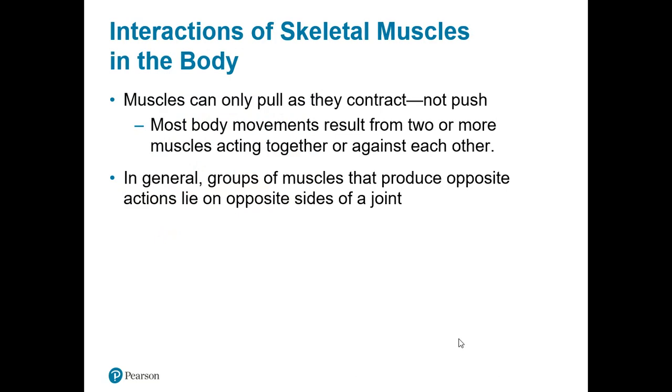A good example of this that you've probably heard of is your biceps versus your triceps. Your biceps contract and pull your arm up. Your triceps contract and actually extend and pull your arm down. One thing to note is that these types of muscles that have opposite actions also tend to lie on opposite sides of the joint. If you think about where your biceps are versus your triceps, we see this be true.